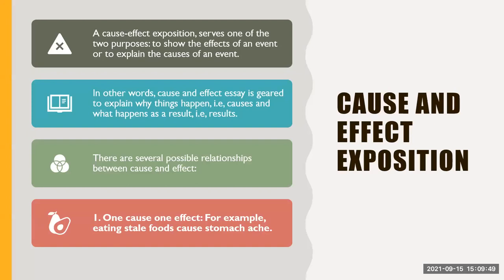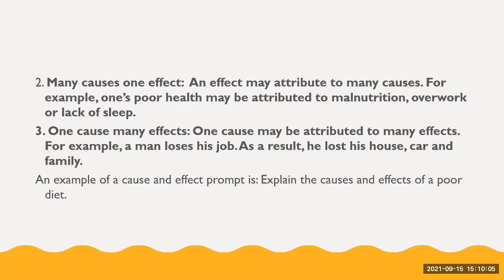And we must also understand that there are several possible relationships between cause and effect. You can have one cause and you can have one effect. So for example, eating stale foods can cause stomach ache. You can have many causes and one effect, right? An effect can attribute to many other causes. For example, one's poor health may be attributed to malnutrition, overwork, or lack of sleep.